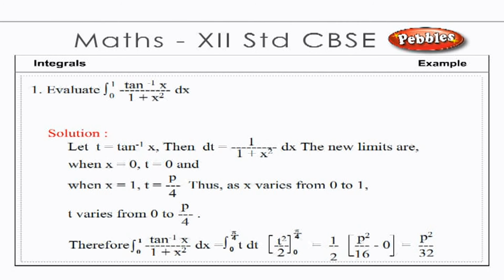Therefore, integral 0 to 1 tan inverse x by 1 plus x square into dx is equal to integral 0 to pi by 4 t into dt, which is t square by 2, where the lower limit is 0 and the upper limit is pi by 4, is equal to 1 by 2 into pi square by 16 minus 0, which is equal to pi square by 32.